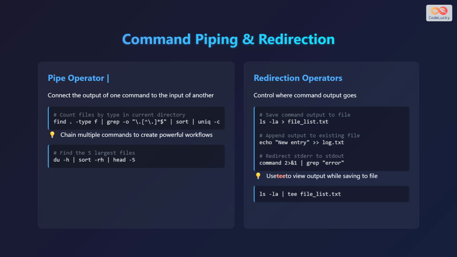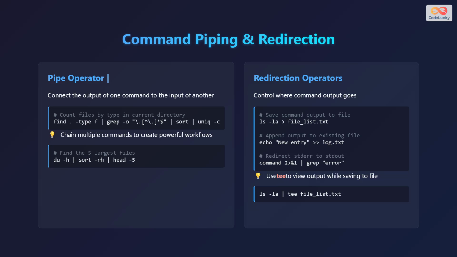You can chain multiple commands to create complex workflows. To find the 5 largest files, use du -h | sort -rh | head -5. Redirection operators control where command output goes. To save command output to a file, use the greater than symbol. For example, ls -l > file_list.txt will save the output of the ls command to file_list.txt.